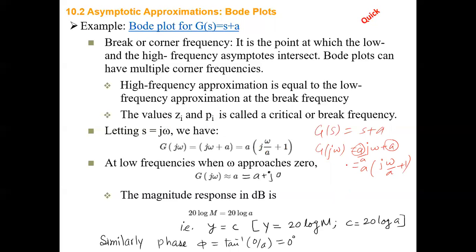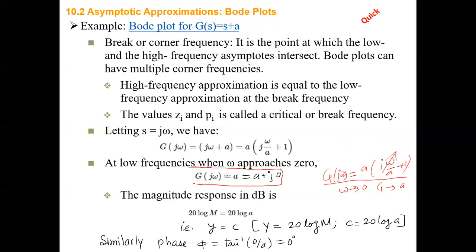Okay. So now let's find the two extremes of G(j omega). When omega tends to 0, how does this behave? This term becomes 0, right? Then you simply get a. Your G is a. So that's what I did here. Your G is a, which is a plus j0, right?